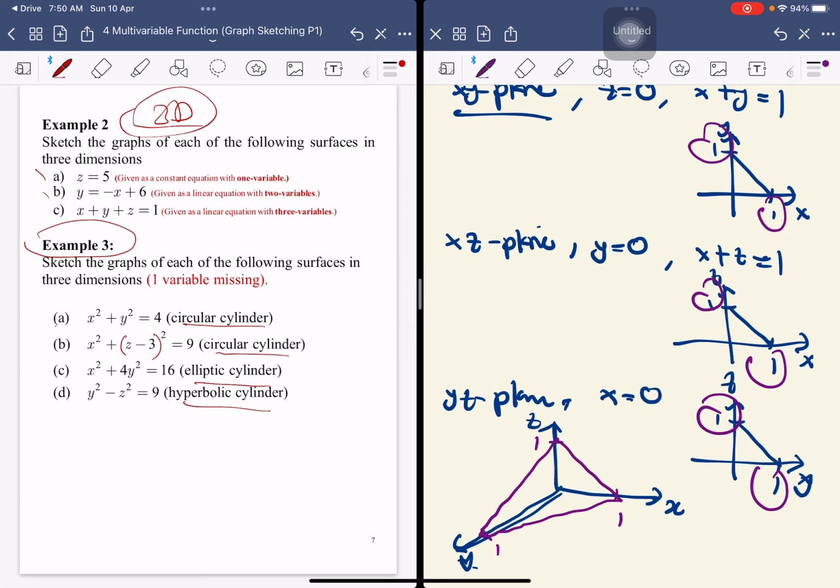In this case, you have one variable missing, so you're going to get the graph based on part B, like what I explained just now. You can refer to this kind of shape at the back of this note.